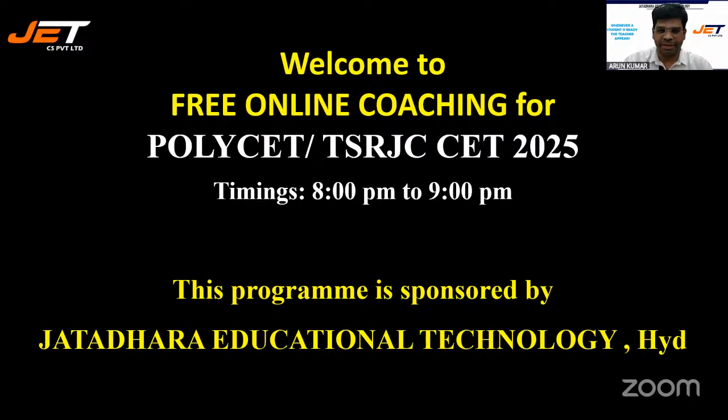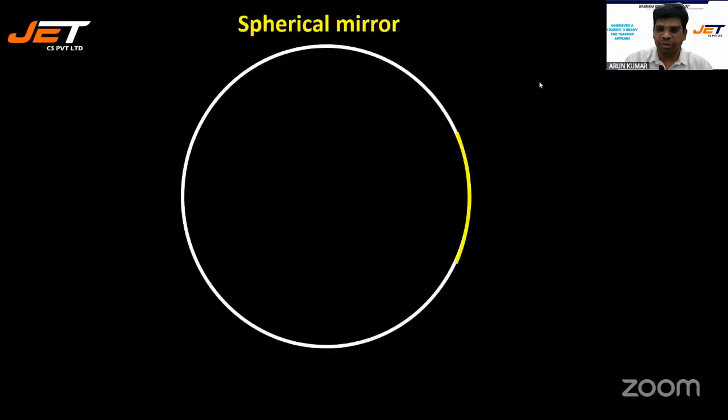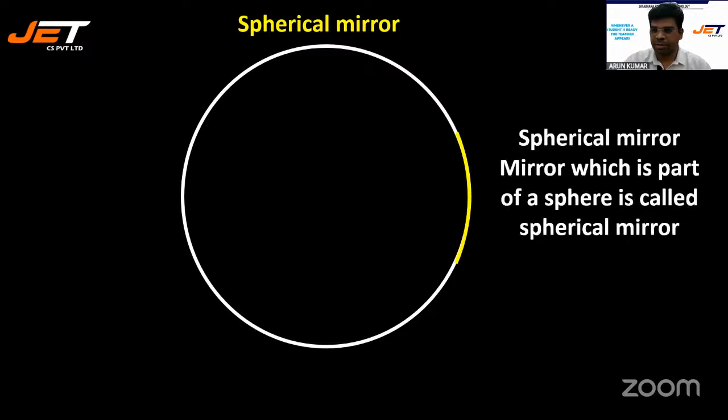All right, let's get started. So today we're going to do optics. We'll start with mirrors. All right, so what's a spherical mirror? A spherical mirror is a mirror which is a part of a sphere. So you've got this yellow part of the whole sphere as a spherical mirror.